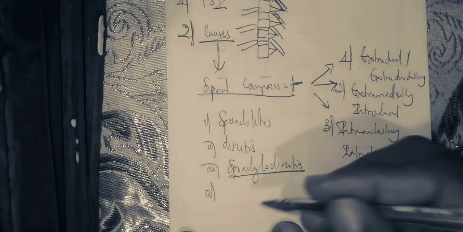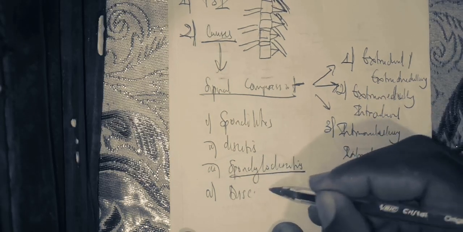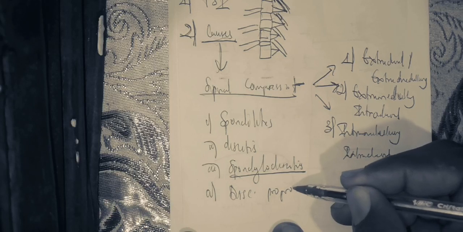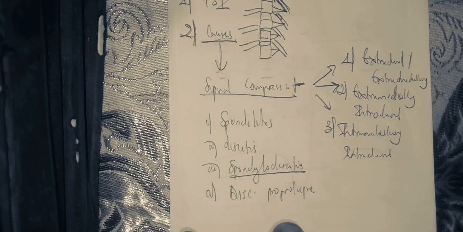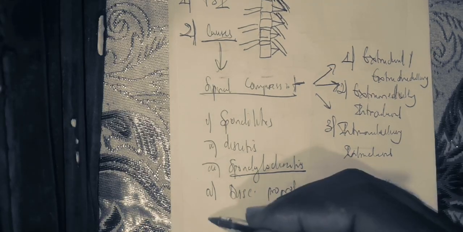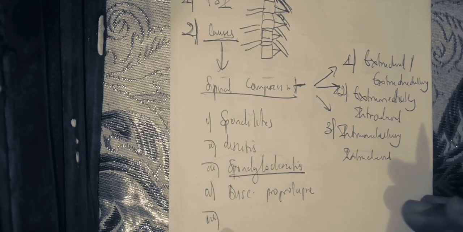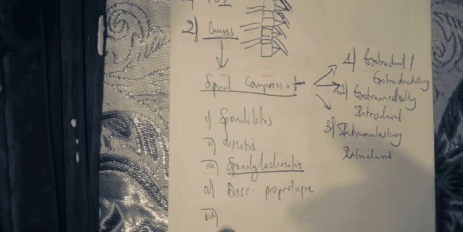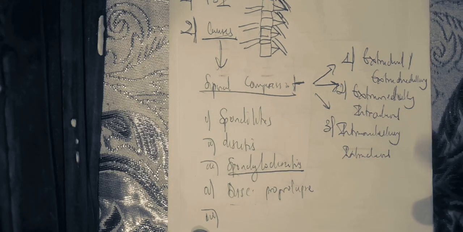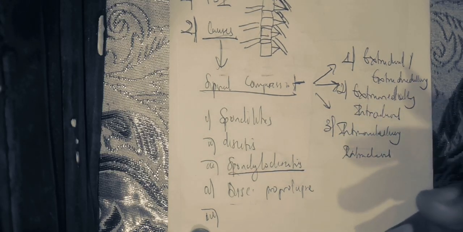You can have others like the disc prolapse. Is it clear? Disc prolapse can also affect extradural and extramedullary. So you have a disc prolapse that you also have to put in mind. So those are the different elements.